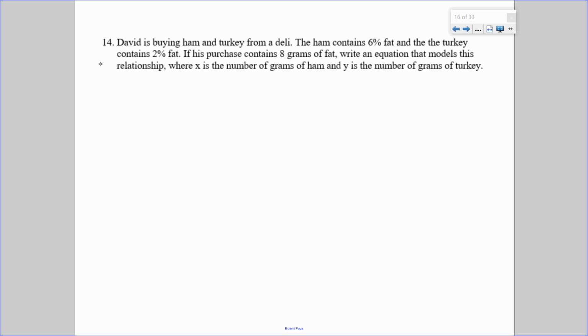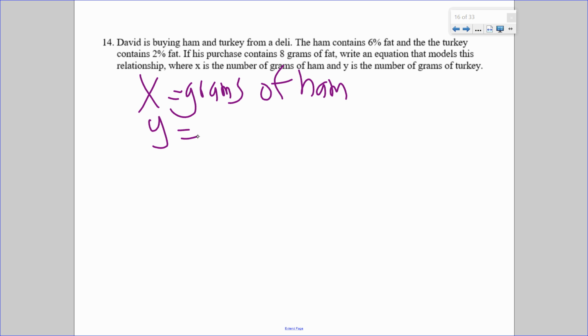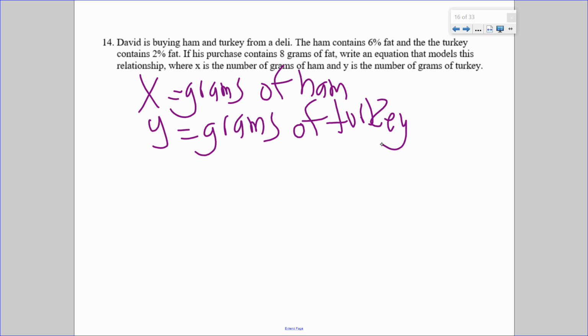Well, let's start with the ham. So x is grams of ham, and y is grams of turkey. So how much fat is in the ham? Because the total purchase is total grams of fat. So we want an equation to represent the total number of grams of fat.